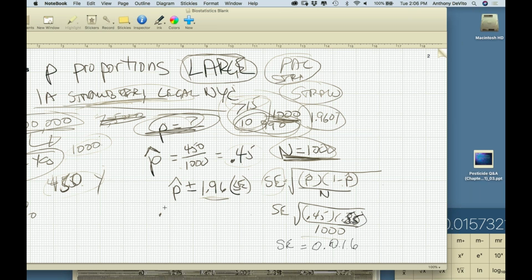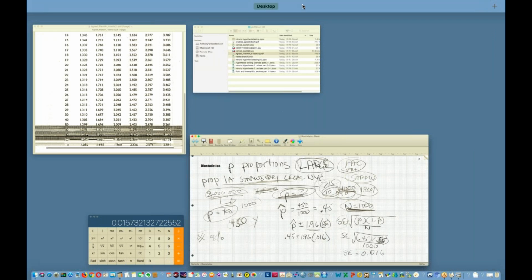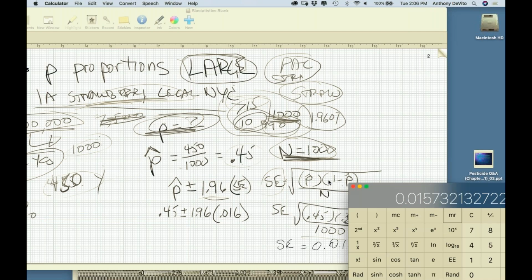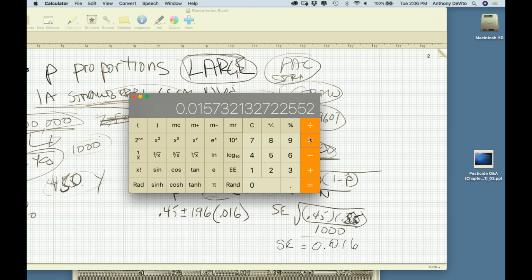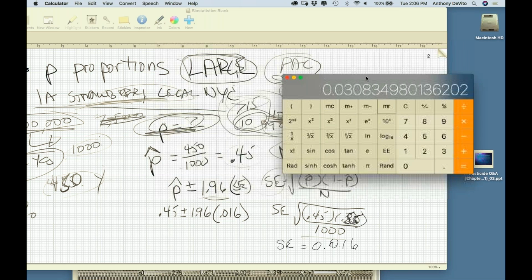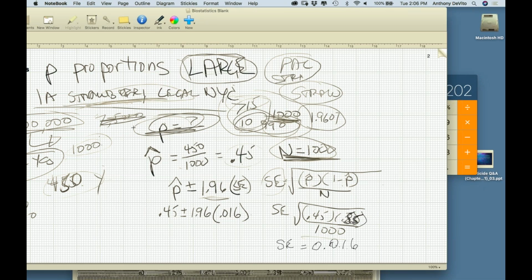So let's do our calculation. 0.45 plus or minus 1.96 times 0.016. As I just mentioned, I already have this here, so I can multiply that by 1.96. So they come in handy after all. And that's roughly 3%, right? So my confidence interval is going to be 0.45 plus or minus 0.03, 3%. 1.96 times the standard error is roughly 3%.